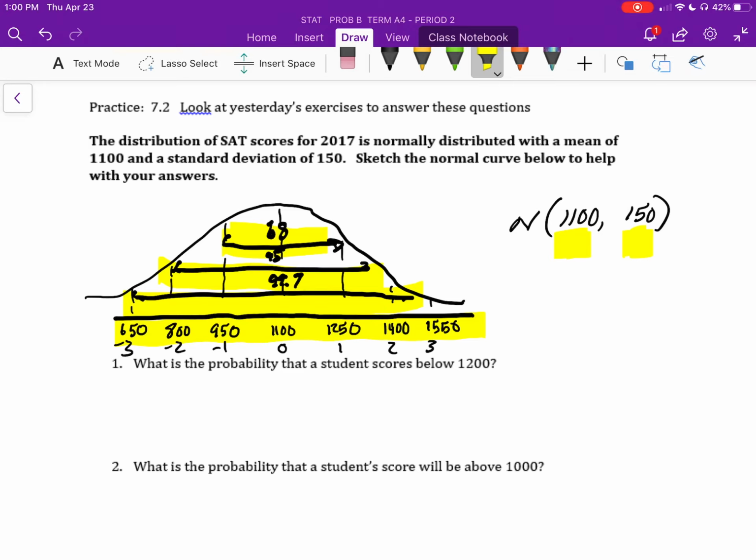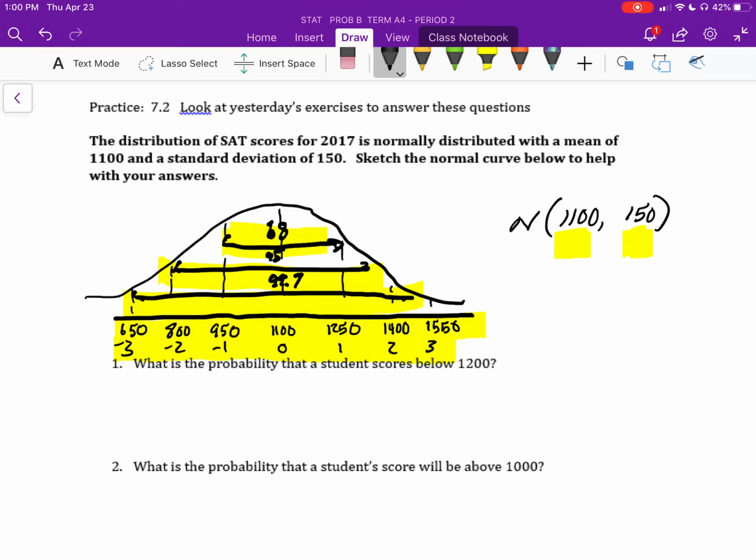We also talked about z-scores. You could talk about your score in terms of a z-score. If you had a z-score of 0, you had an 1100. If you had a z-score of 2, you had a 1400. If you had a z-score of negative 1.5, you had somewhere between an 800 and a 950. We also learned how to use the calculator, and we're going to review that today using our normal CDF function.